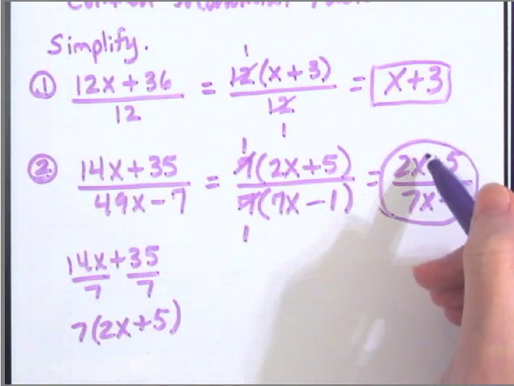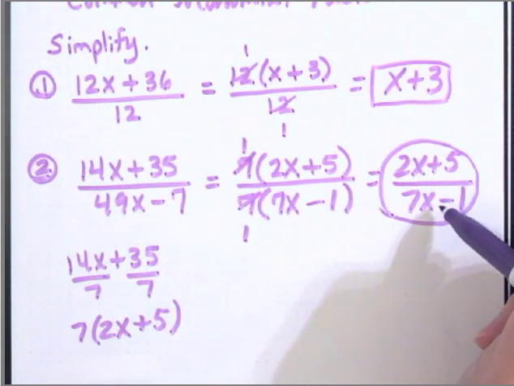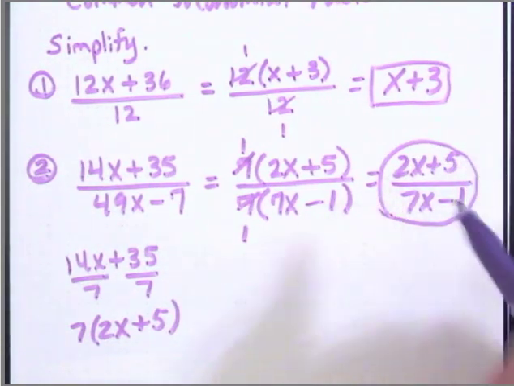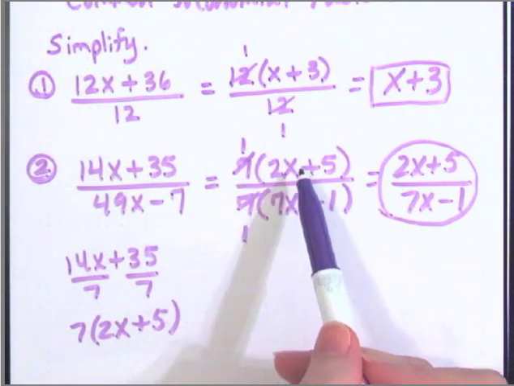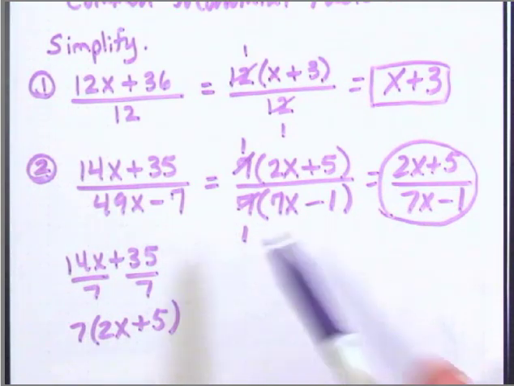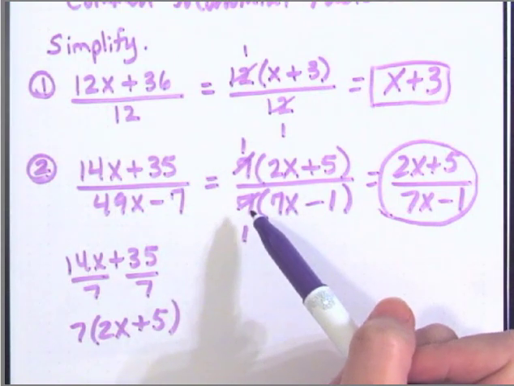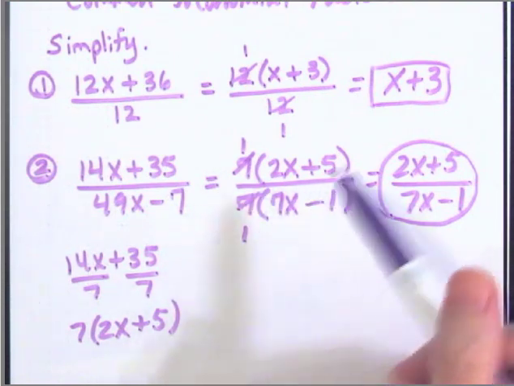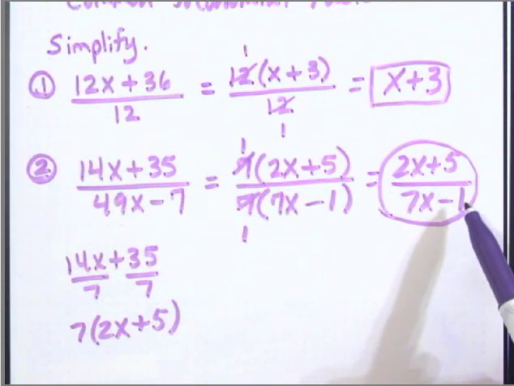I can't cancel terms, things that are being added or subtracted. That would change the meaning. We can only cancel things that are being multiplied. I had 7 times 2x plus 5, 7 times 7x minus 1. So these factors were in common, so I could cancel them. But factors are things being multiplied, terms are being added. Do not ever cancel individual terms.